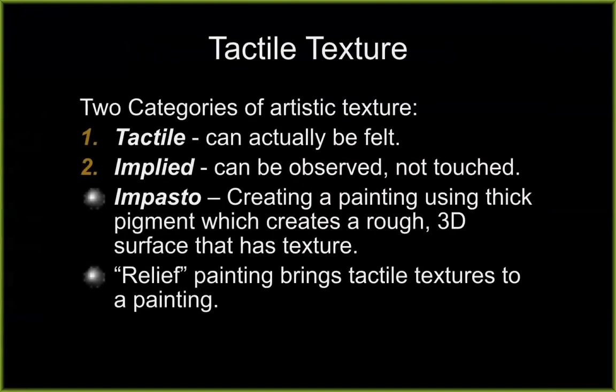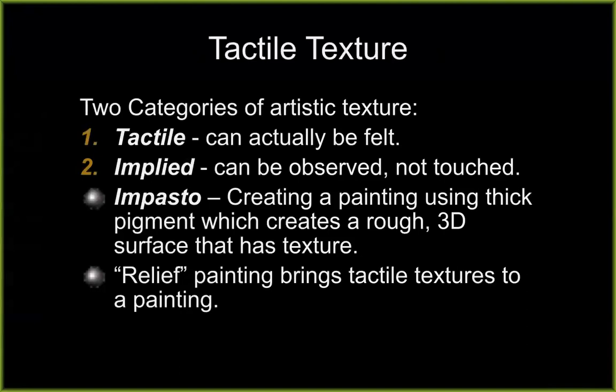There are two categories of artistic texture. There's the texture that can be actually felt, and that is called tactile. And then there's texture that can be observed. Looks like we can feel it, but we can't. And that is implied texture.